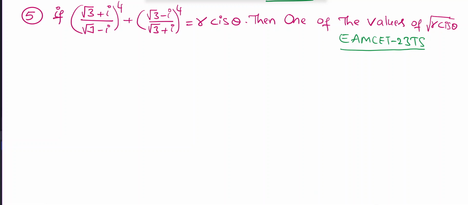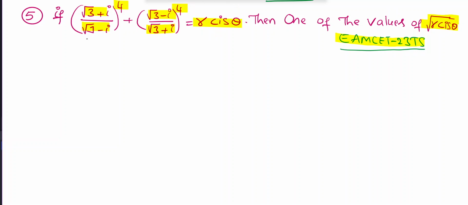This is the fifth problem from De Moivre's Theorem, EAPCET 23 TS. Here it is given: if ((√3 + i)/(√3 − i))^4 + ((√3 − i)/(√3 + i))^4 = r cis θ, then one of the values of √(r cis θ) is ___.